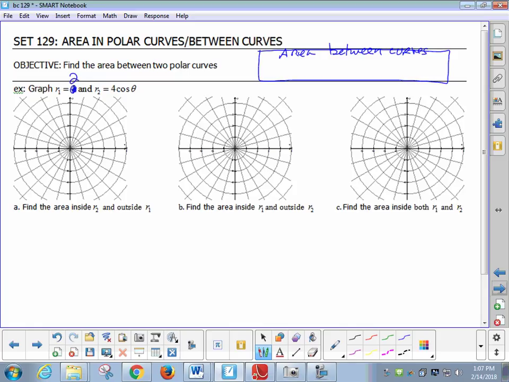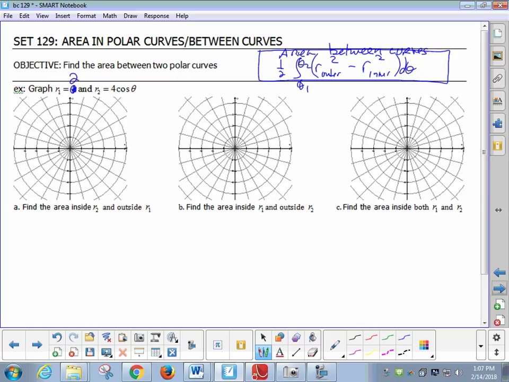Because r is all about distance from the origin. So area between is something like 1/2 integral of r outer squared minus r inner squared, but those will be in terms of theta, so it's d theta. And the limits of integration are also theta, theta 1 to theta 2. Okay, that's the big idea, and it applies to some of these.